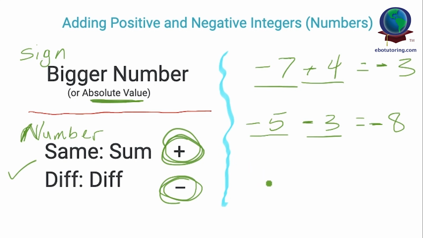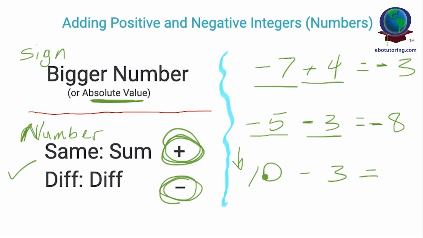Let's try another one. Let's do 10 minus 3. Well, in this case, the bigger number is 10, and it's positive. No sign means it's positive. See, there's no sign up there. So we know the answer is going to be positive, so we don't put a sign.